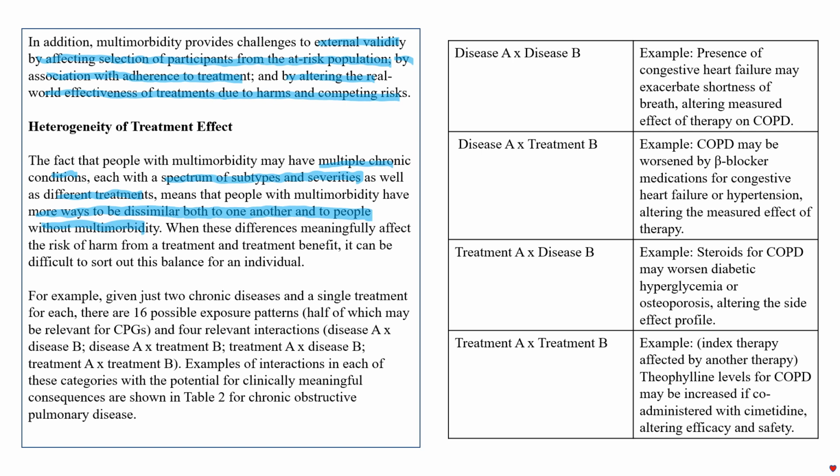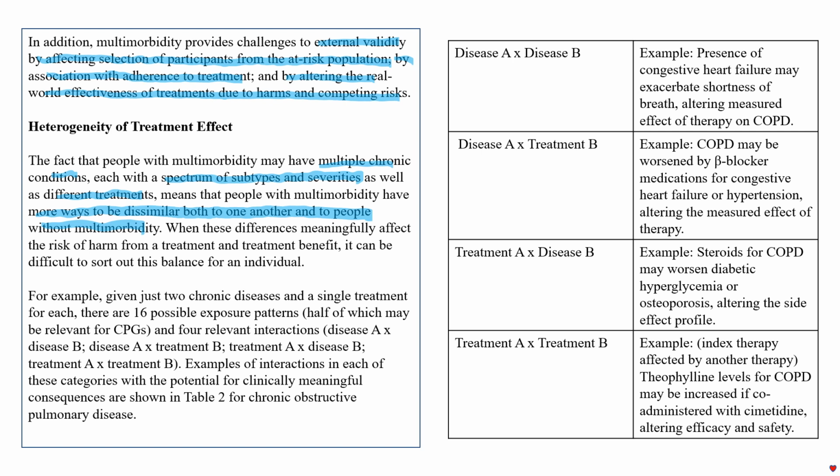For example, given just 2 chronic diseases and a single treatment for each, there are 16 possible exposure patterns, half of which may be relevant for clinical practice guidelines, and 4 relevant interactions: disease A versus disease B, disease A versus treatment B, treatment A versus disease B, treatment A versus treatment B. Examples of interactions in each of these categories with the potential for clinically meaningful consequences are shown in Table 2 for chronic obstructive pulmonary disease. So let's have a look at Table 2 on the right here.